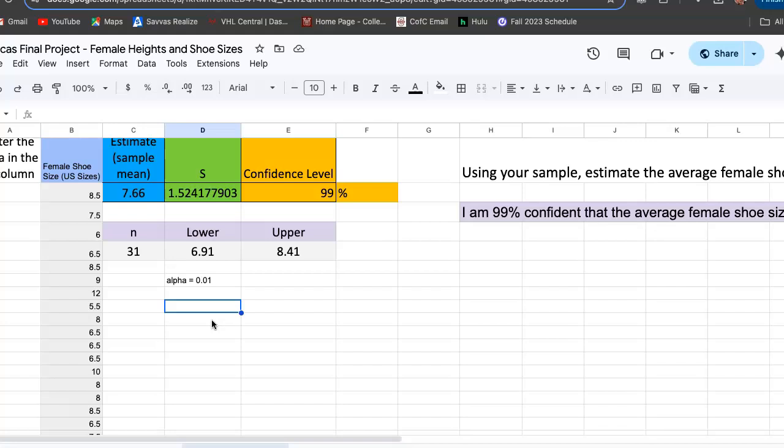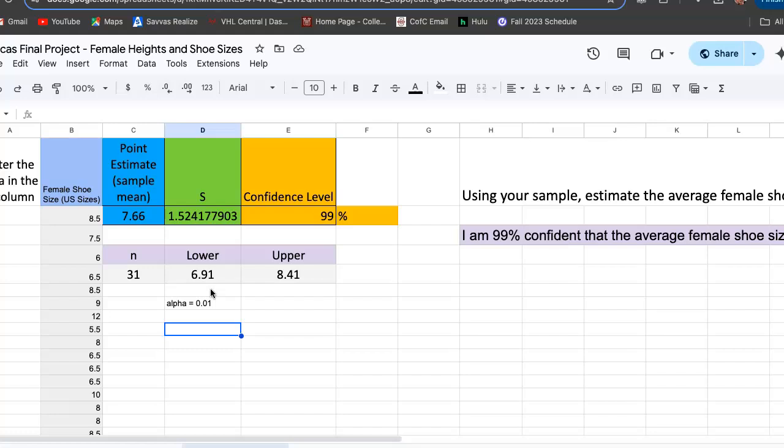In this section, I also calculated the alpha value, which is 0.01 for a 99% confidence level. Alpha represents the probability of rejecting a true null hypothesis. So here, 1% of error is acceptable when estimating the population mean. Additionally, the standard deviation of shoe sizes is about 1.524, showing that shoe sizes are spread out around the mean by about 1.5 units on average.